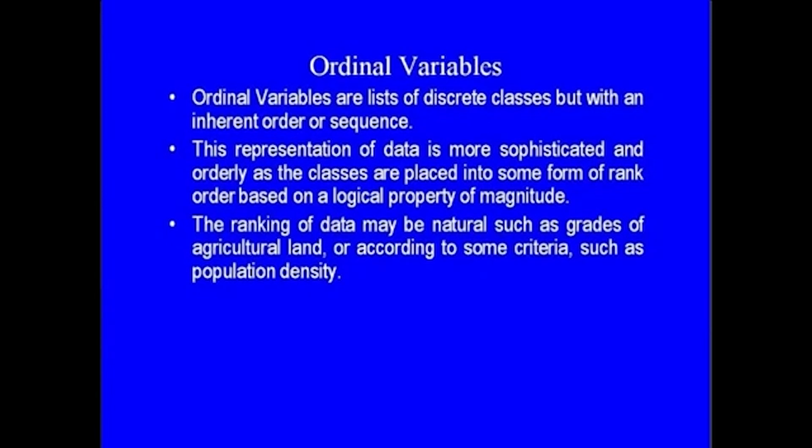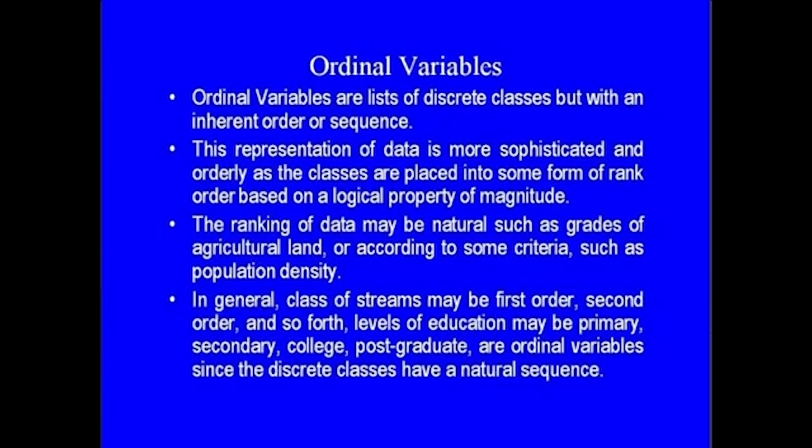The ranking of data may be natural, such as grades of agricultural land, or according to some criteria such as population density. In general, classes of streams may be first order, second order and so forth, or levels of education may be primary, secondary, college, postgraduate. All are ordinal variables, since the discrete classes have a natural sequence.